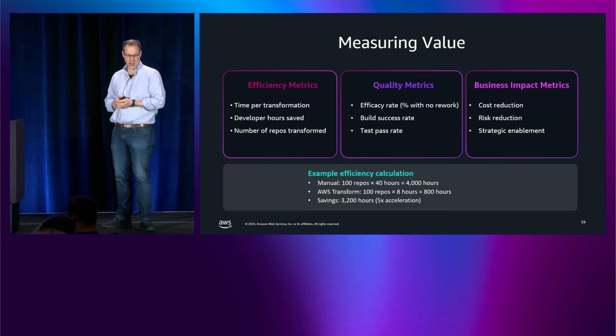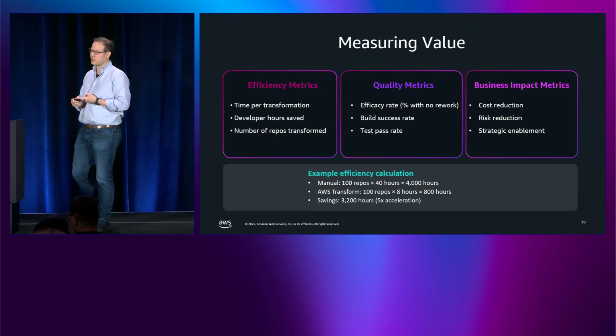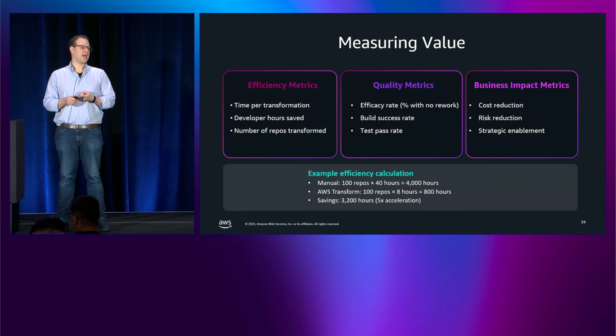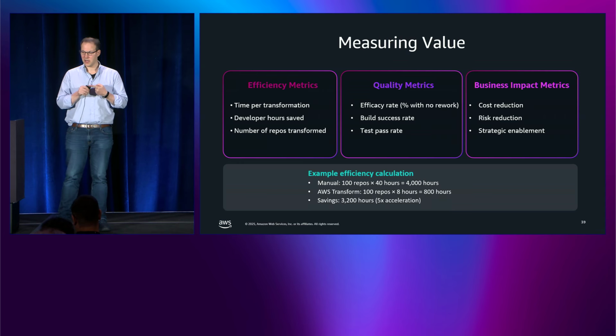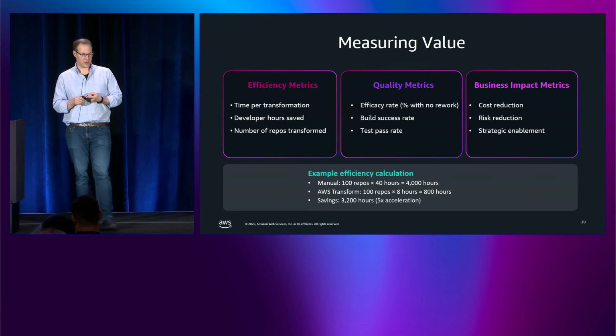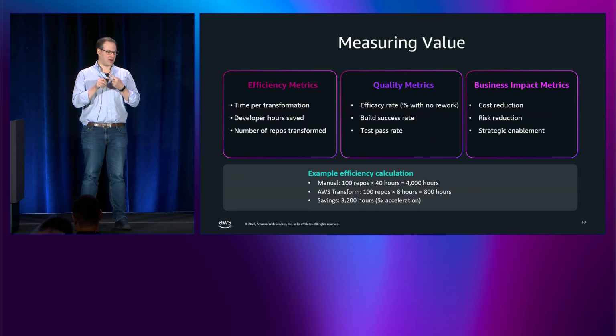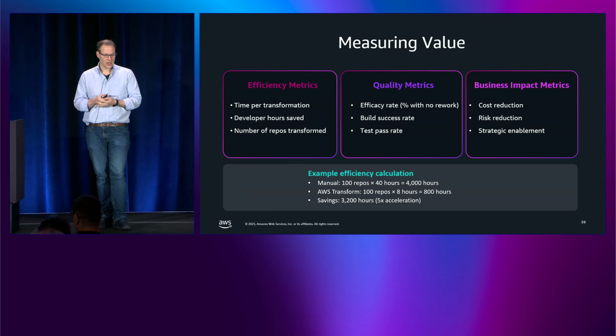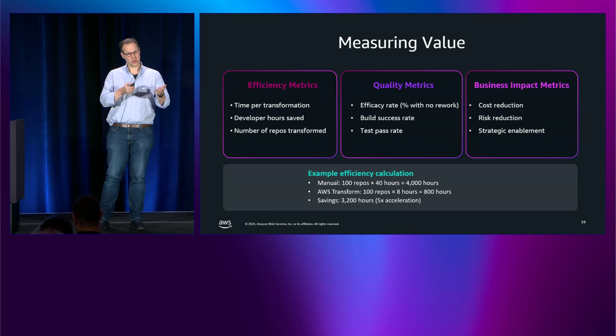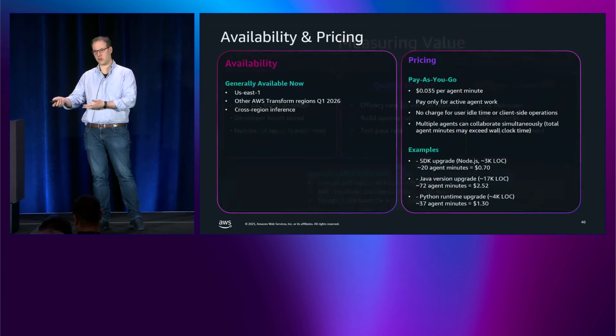And then there's business impact. There's cost reduction. Think of these as operating costs. Going to more modern frameworks may actually save you money, with less resource utilized and better advantages. Risk reduction: you're on the latest versions, with more reliability and fewer security risks. And of course, strategic enablement. You want to be on certain frameworks, so there's usually a reason.